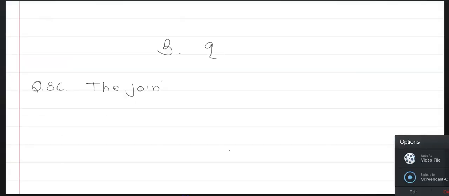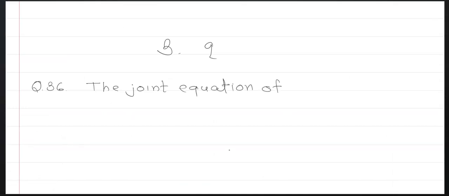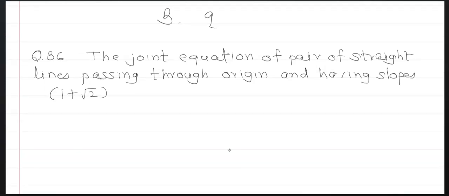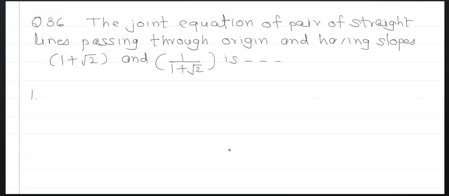Now the next question is: the joint equation of the pair of straight lines passing through the origin and having the slopes 1 plus root 2 and 1 upon 1 plus root 2 each. These are the options.